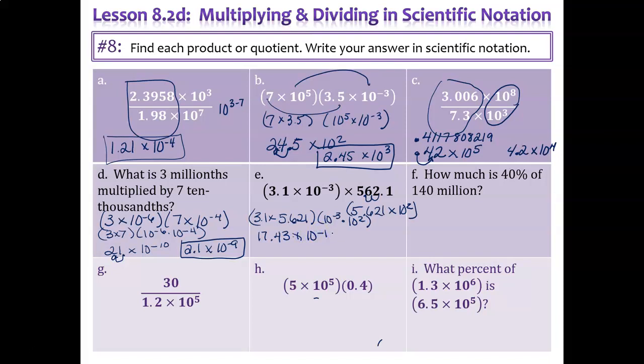Not really in scientific notation here. We have to move that over 1 digit. Then we're going to have to bump that up. So go up 1 from negative 1, and it's 10 to the 0 power.